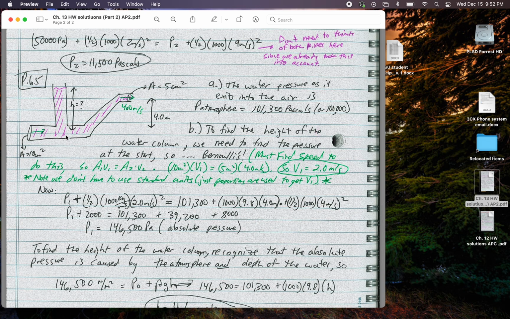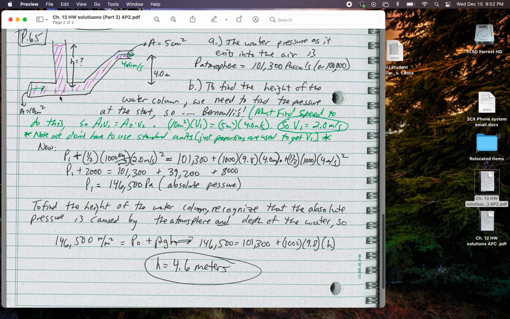So basically, I'm figuring out the pressure here using a couple different formulas, and I'm getting the height of the water by using atmospheric pressure plus pressure caused by the liquid and the liquid's depth.